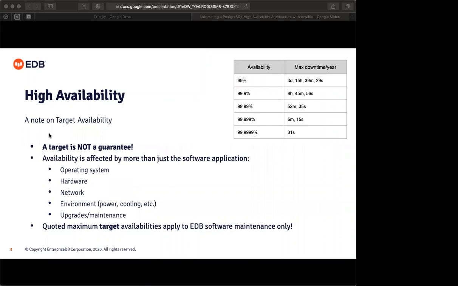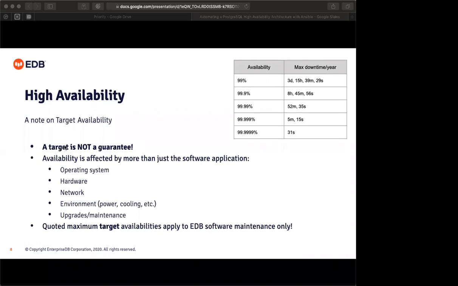As I mentioned, high availability is always measured in percentage. When we say 99% availability, it means the maximum downtime per year is 3 days, 15 hours, 39 minutes, or 29 seconds. You can think about 3 days over the overall year, 15 hours in a month, 39 minutes in a week, and 29 seconds in a day.